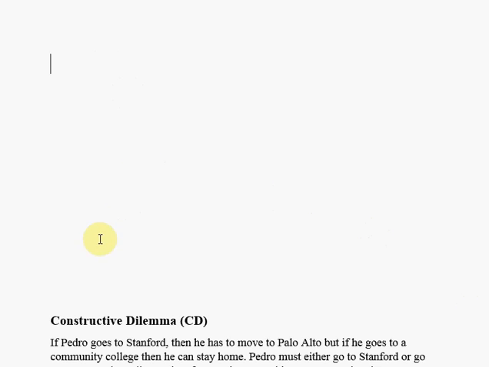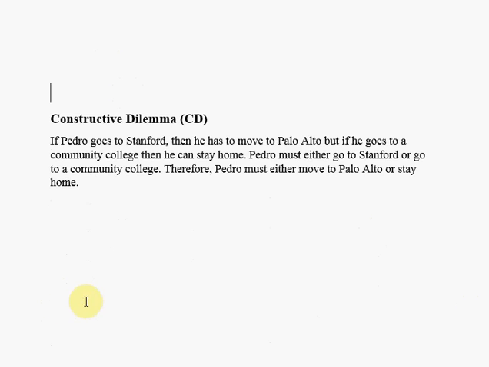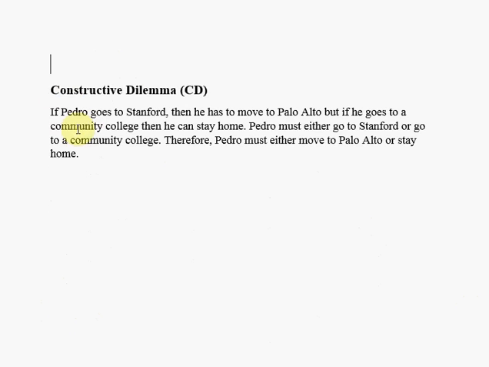Let me start with the first one, which is constructive dilemma. So what I'm going to do is give you an example from language, from content, and then I'll show you what this would look like when it is formalized as a rule.